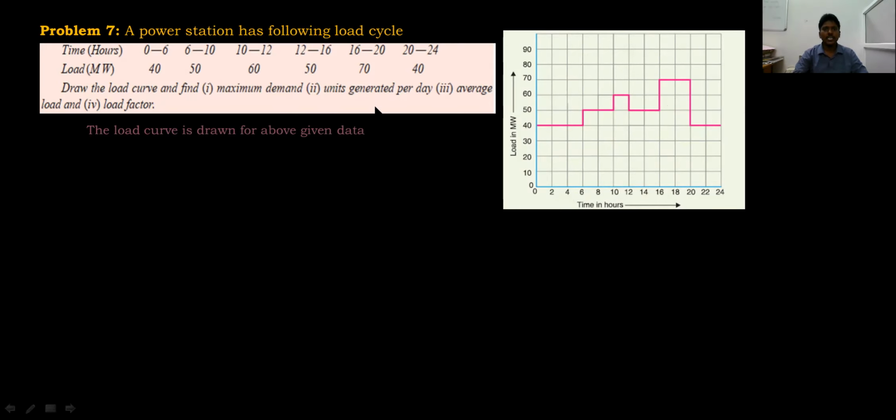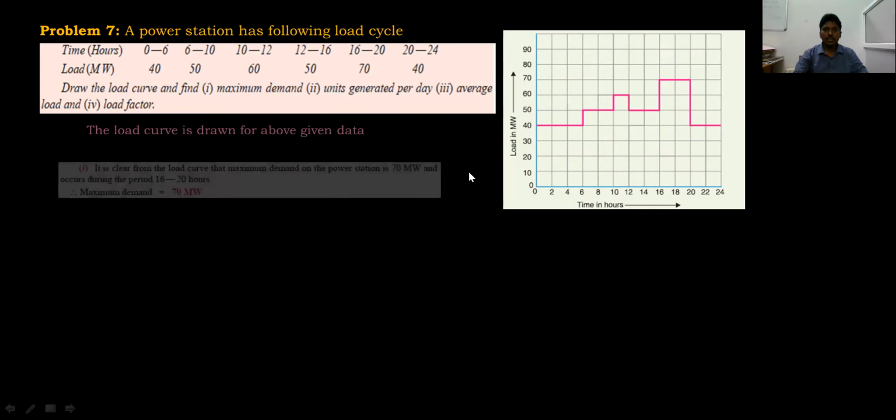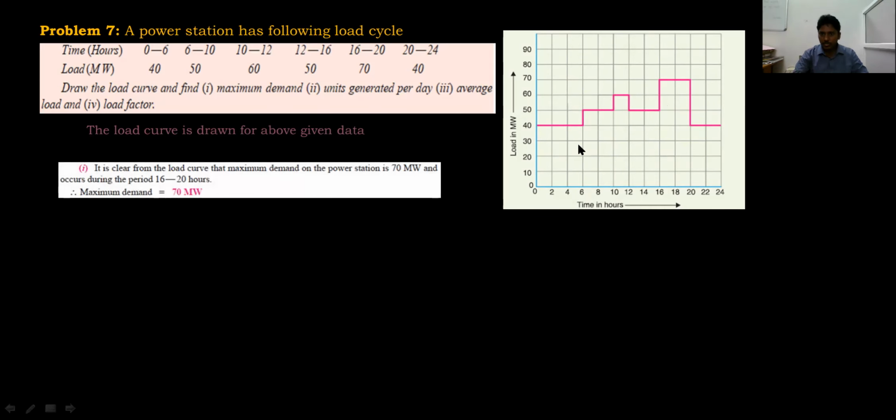And the second question is, units generated per day is the area under the load curve. I need to find this area. So I divide it into subparts and add all those areas, which gives the area under the load curve. From 0 to 6 hours, that means 6 hours, its value is 40 megawatts, so 6 into 40, plus this area. 6 to 10 means 4 hours, so 4 into 50. This one is 10 to 12, which means 2 hours, 2 into 60.